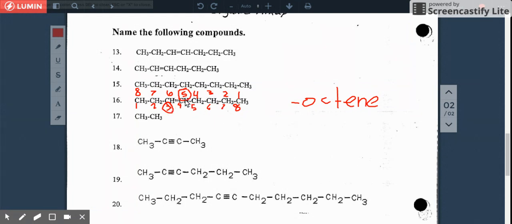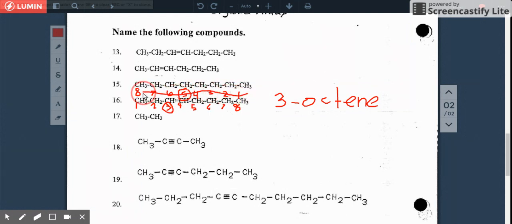But like I said, not just in terms of numbering from right to left or left to right, just in general, what is the lower number between these two, 3 and 5? I'm going to go with the lower number, the 3. That means the chemist from now on will look at this molecule in terms of this order, 1, 2, 3, 4, 5, 6, 7, 8.